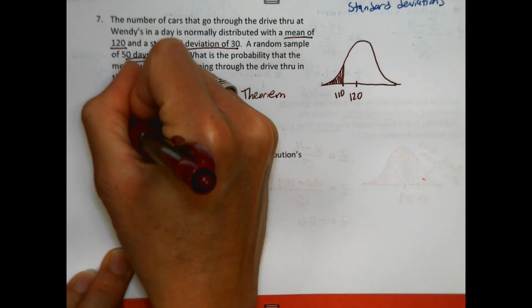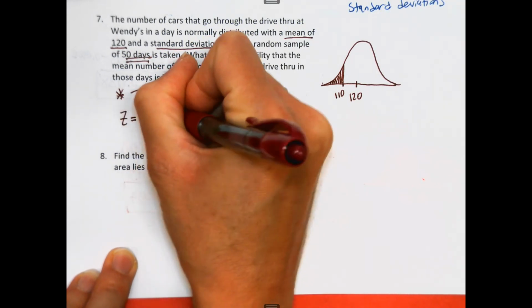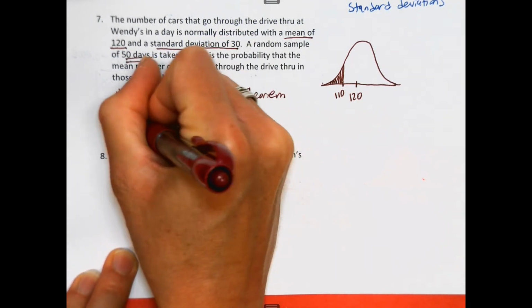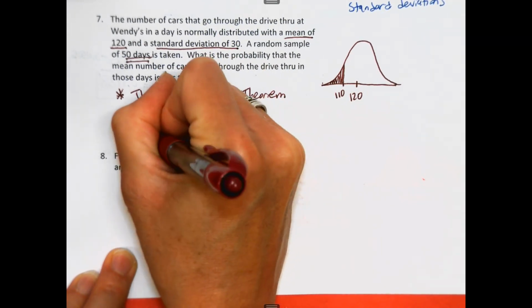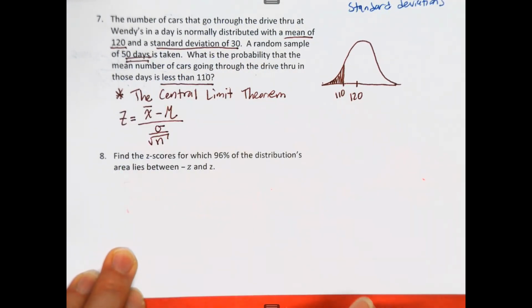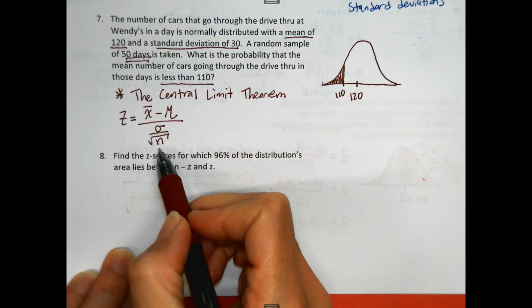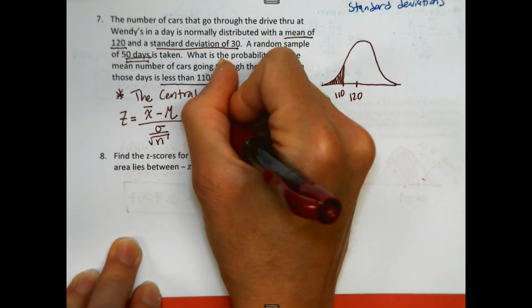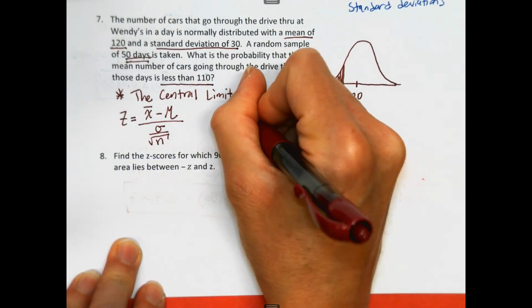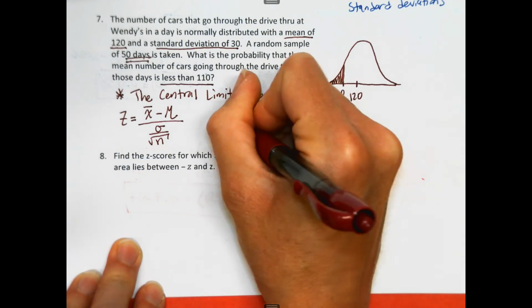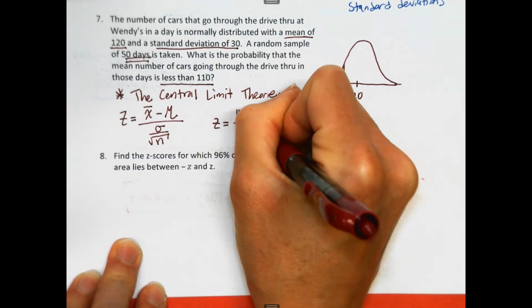When we're using the central limit theorem, our z is the mean of our sample minus the population mean divided by the population standard deviation over the square root of n. This standard deviation divided by the square root of n is called the standard error of the mean. For this problem, our z is going to be 110 minus 120 divided by 30 over the square root of 50.